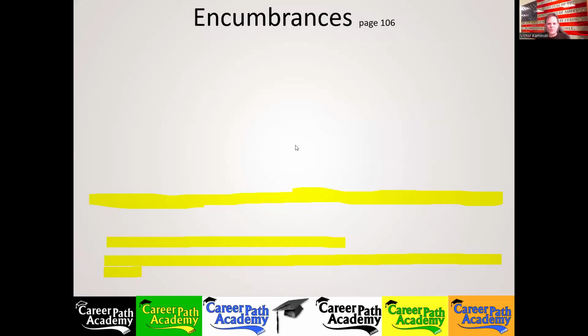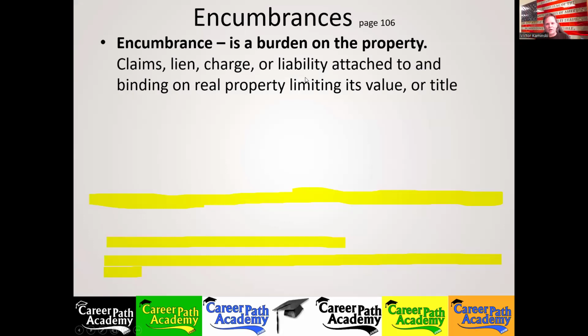Okay. Now that you have that image and that thought train in your head, let's look at encumbrances, because the same situation applies to encumbrances with real estate. We just need to know what those encumbrances are. And they are any claim, lien, charge, or liability attached to and binding on real property, limiting its value or title. Those are encumbrances. Now, can you still sell property, move around, if it is encumbered by something? Yes. It's just going to be harder to.